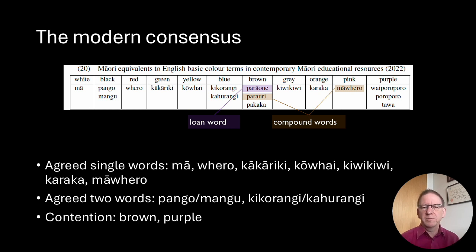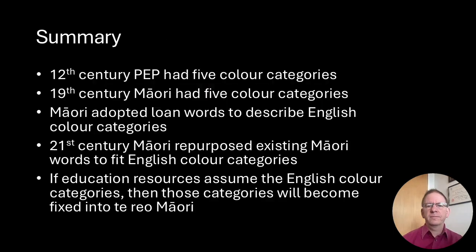Is this a problem? In one sense, no. Languages always evolve. In another sense, yes. If we want to understand the context of historic writings and sayings, we need to know that historic Māori used language differently. Today, whero means red. In the 19th century, it meant red and brown and orange.